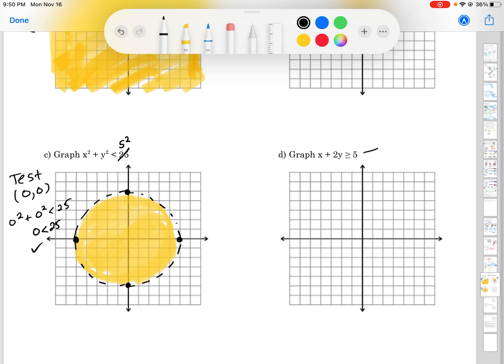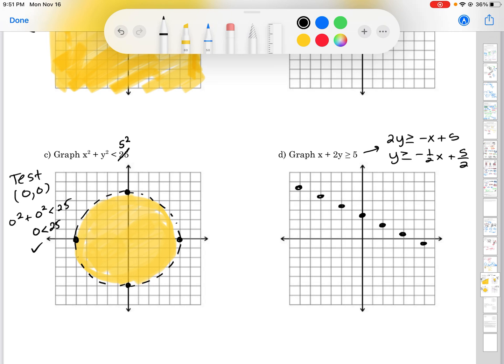All right, so that's going to be 2y is greater than or equal to negative x plus 5, divide by 2. So y is greater than or equal to negative 1/2 x plus 5 over 2. So 5 over 2 is really 2.5. And we want to go down 1, right 2. Down 1, right 2, and so on. And then we could also go up and left.